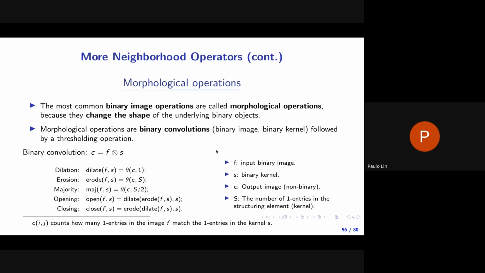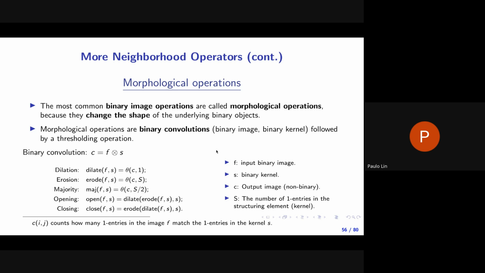Okay, so we refer to these regions as binary objects, and the goal is to change the shapes of these objects according to a neighborhood operator. Now, these morphological operations can be defined as binary convolutions according to the textbook, followed by thresholding operations. And the most common operations are dilation, erosion, opening, and closing.